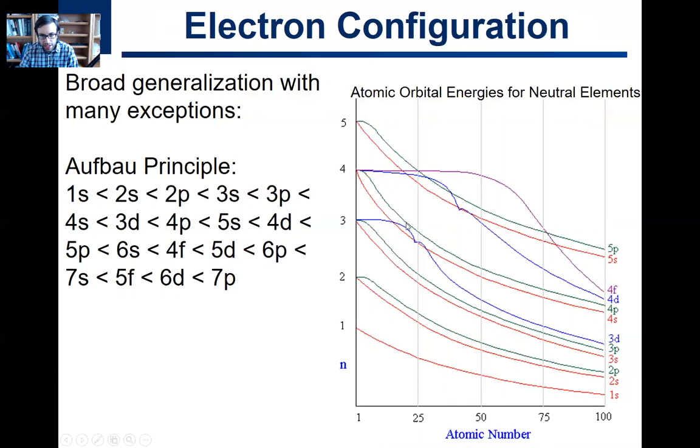But you can see there are some crossing over points where the energy ordering of these different orbitals switch, and that's reflective of the exceptions in this kind of idealized case of the energy orderings of the atomic orbitals. So that gives rise to some of the exceptions in the electron configurations. For example, copper. There's others, right? Many others.